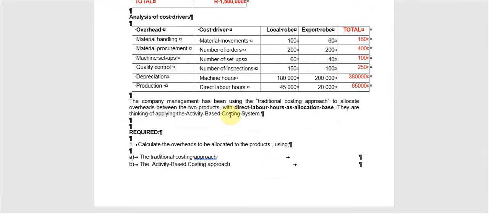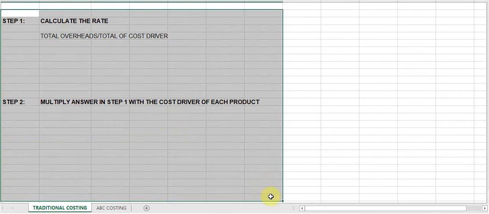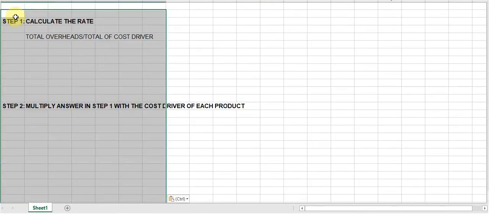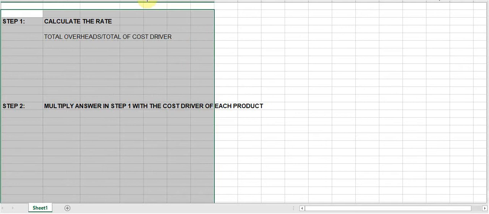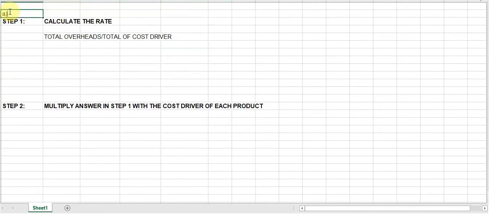In the required part to this question, you need to do the traditional costing approach. Of course, this will be based on direct labor hours only. And then you have to do activity-based costing, where each little overhead will have its own cost driver. I'm going to copy the traditional costing formula, put it back on what I intend to be the memo, and call this required A.